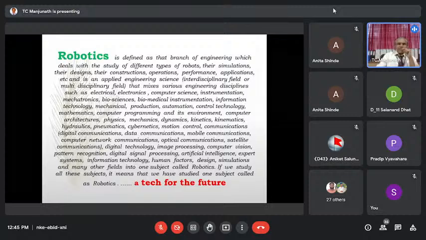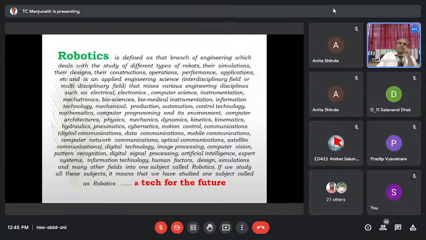It is a branch of engineering that studies different types of robots, their simulation and design, and mixes various engineering disciplines such as electrical. We can say the father of engineering is electrical. From electrical, electronics came into the picture, and then computer science, instrumentation, mechatronics, etc. That means if you study all these subjects, you have studied one subject called robotics.